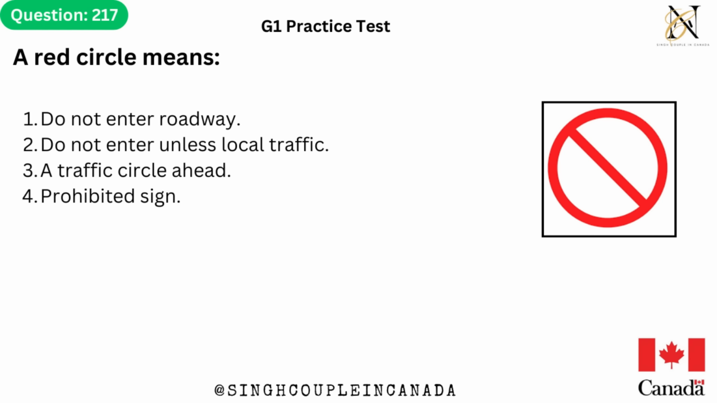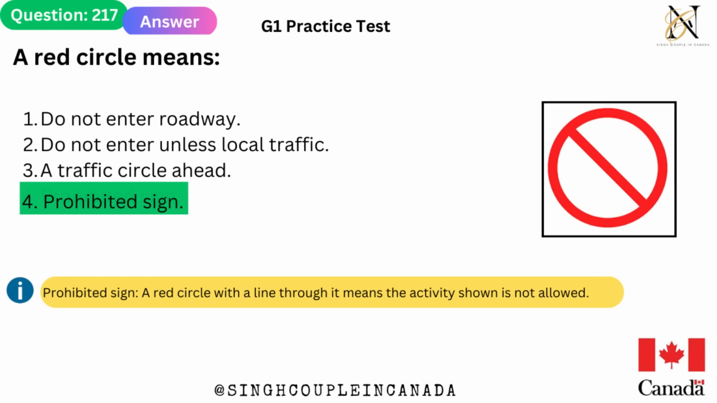A red circle means: 1. Do not enter roadway. 2. Do not enter unless local traffic. 3. A traffic circle ahead. 4. Prohibited sign. The answer is 4. Prohibited sign: a red circle with a line through it means the activity shown is not allowed.